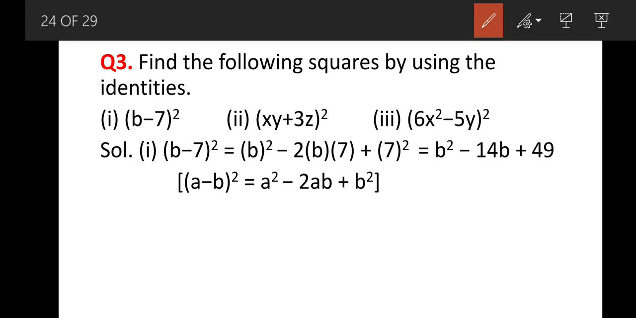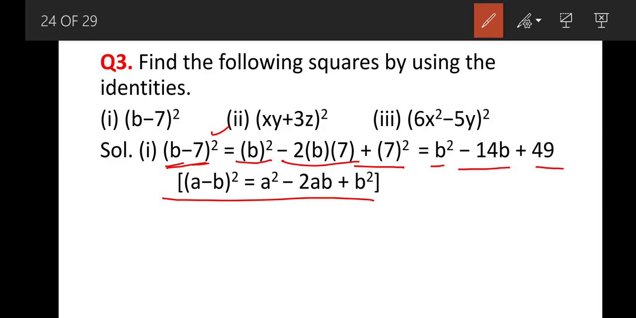Here the most important thing is you are supposed to find out which identity is to be used. Here minus sign is there in between these two terms and square is there. So identity number 2 you will be using, simply a square minus 2ab plus b square. It will be b square, 2 into 7 minus 2 into 7b, it will be minus 14b plus 49. So this will be your answer.